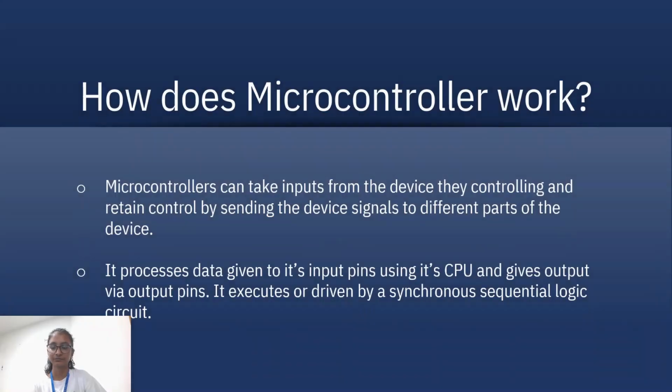The next is how does a microcontroller work? Microcontrollers can take input from the device they are controlling and retain control by sending signals to the different parts of the device. A good example is a TV's microcontroller. It takes input from the remote control and delivers its output on the TV screen. A microcontroller processes the data given to its input pins using its CPU and gives output via the output pins.